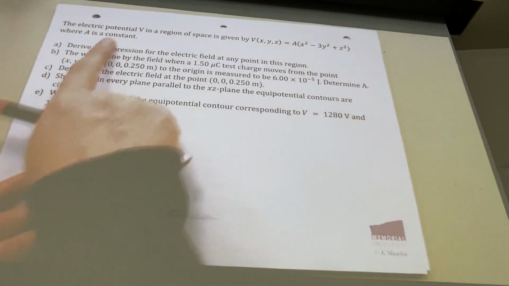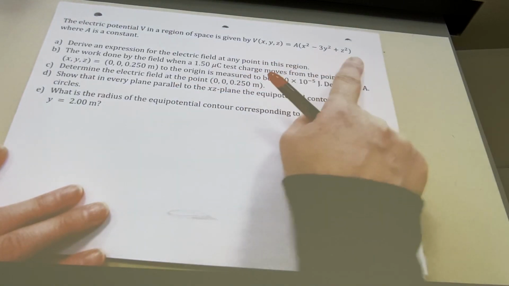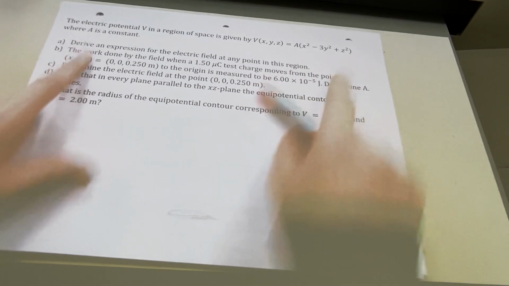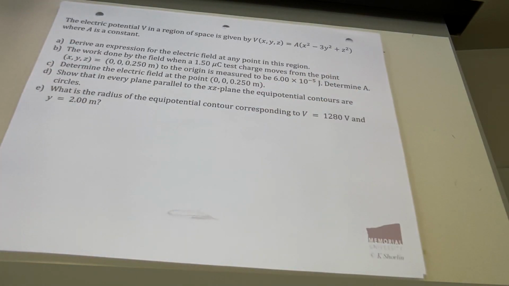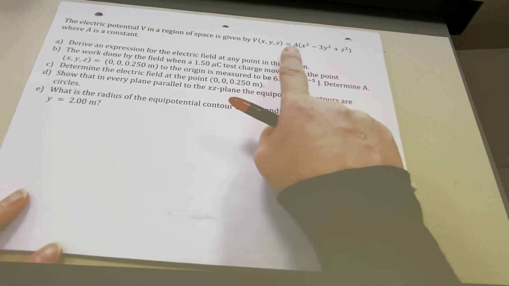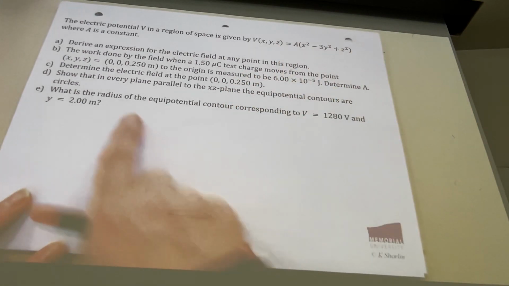So in this question, we have electric potential in a region of space. It depends on x, y, and z, where A is a constant. We don't know what A is. X, Y, and Z are all going to be measured in meters. So we get a clue that our units for A are going to have to be volts per meter squared. So that's a clue about our units.